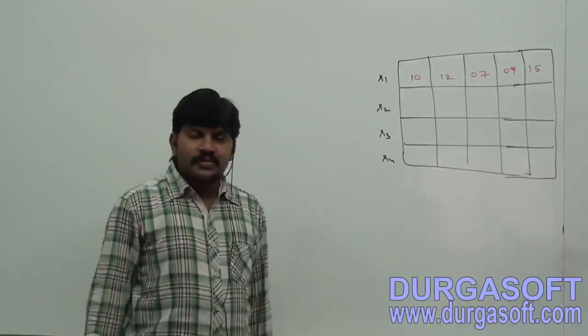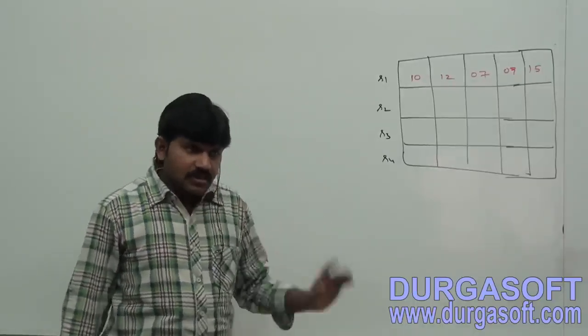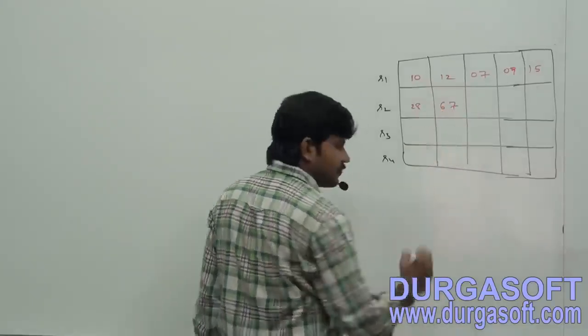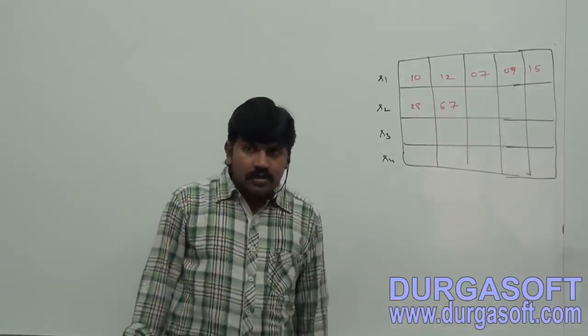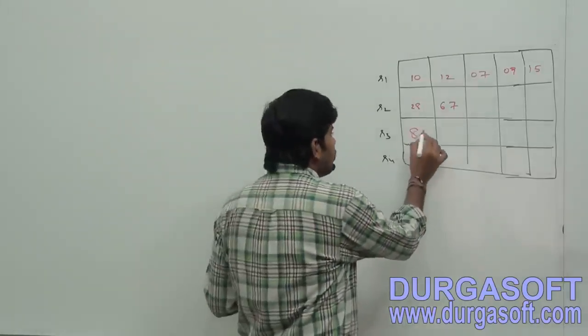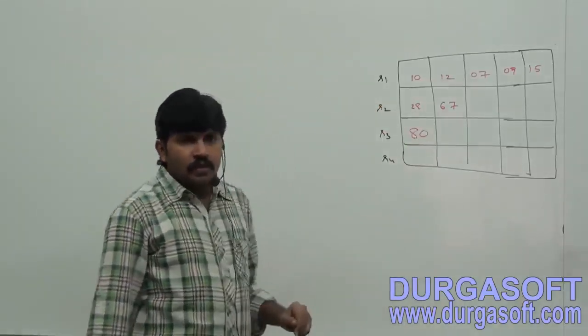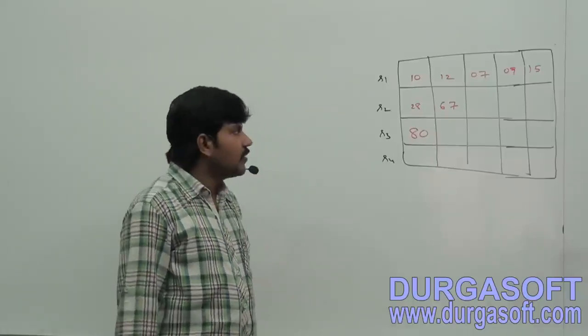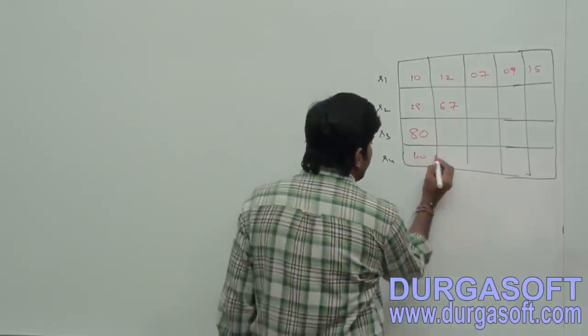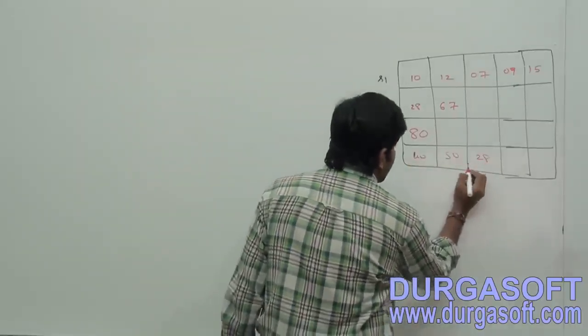The second student has only 2 subjects, and he got 28 and 67. The third student has only 1 subject, so luckily he got 80 marks in that supplementary. The fourth student has only 3 subjects, and he got 40, 50 and 28.